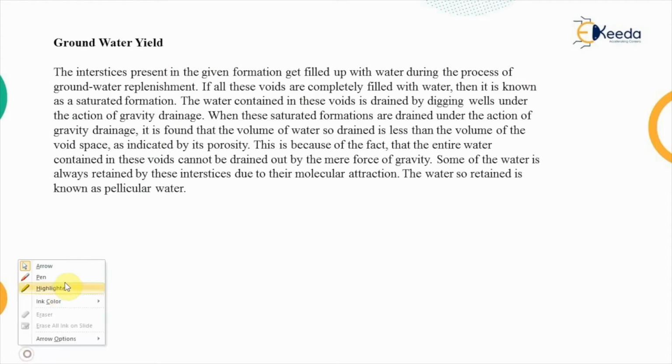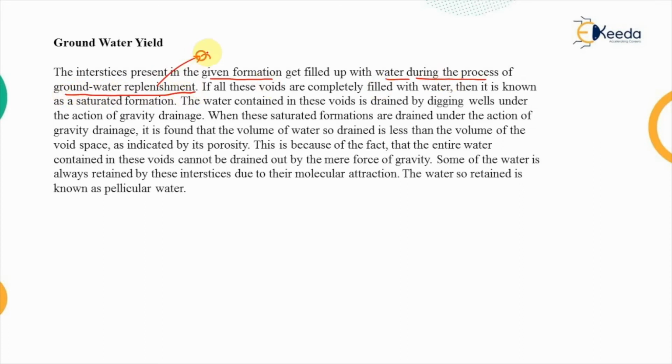Then next is the groundwater yield. That means what is the proportion of the water that is available to take out from the storage of the groundwater. So the interstices or the voids which are present in any given formation and the given structure get filled up with the water during the process of groundwater replenishment. This replenishment term is used interchangeably with recharge. Now recharge means we are again charging the groundwater.